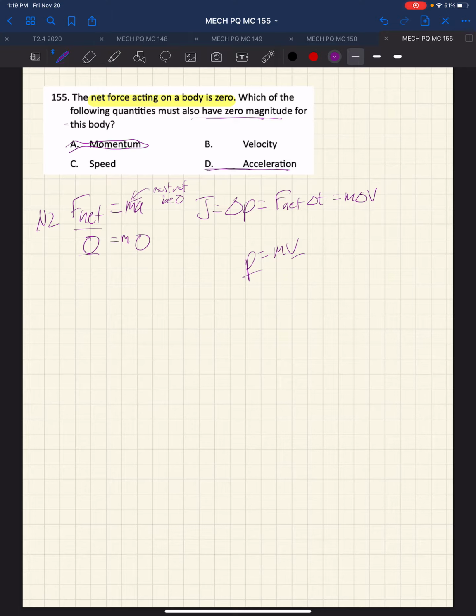B, the velocity is out. Well, it does not have to be 0. We just realized that. What has to be 0 is the acceleration. So that one's out for the same reason. Same thing with speed. Speed and velocity are relatively equivalent here, and that leads us to choice D, and that's why that's our answer.